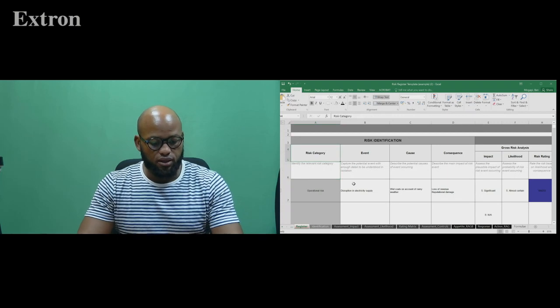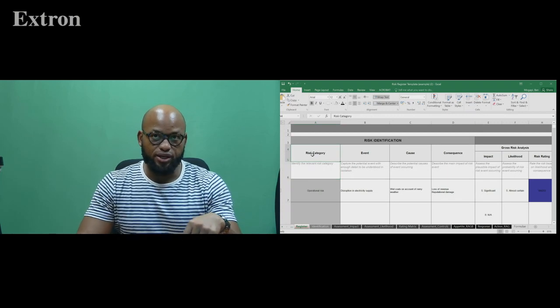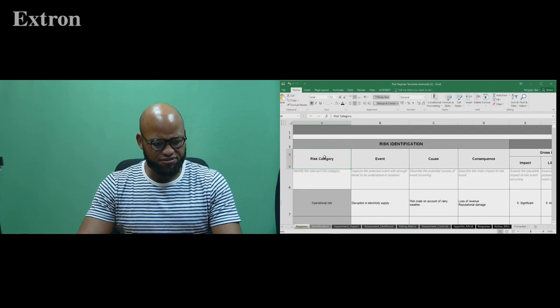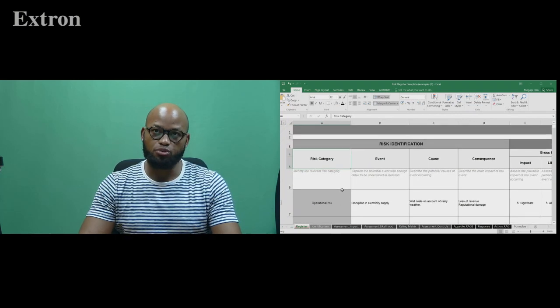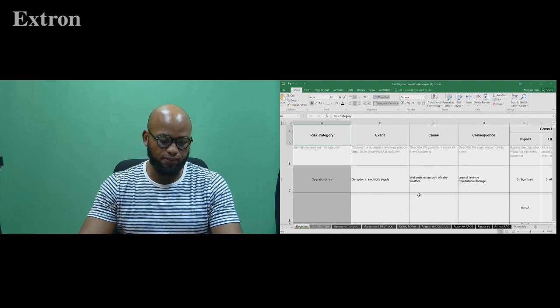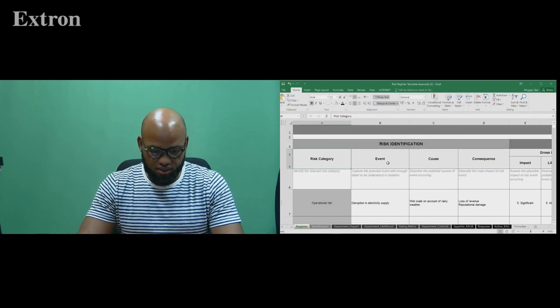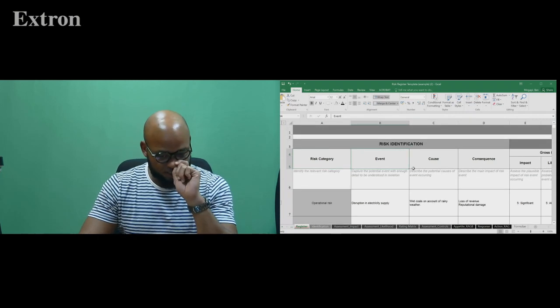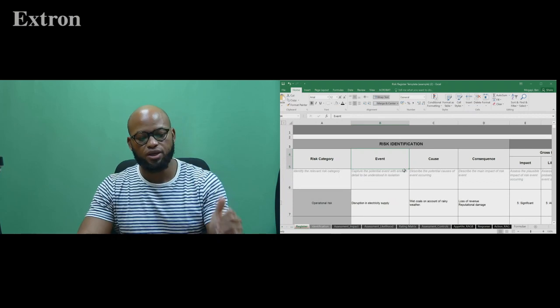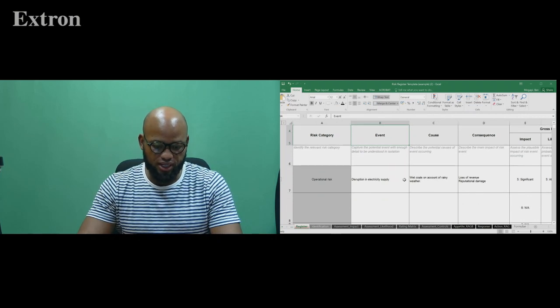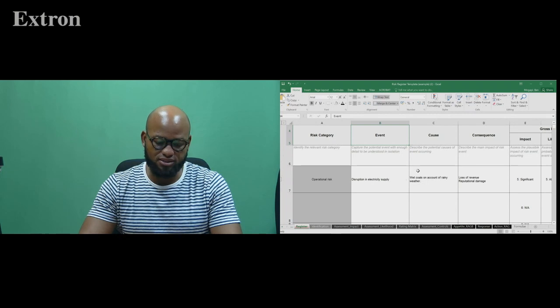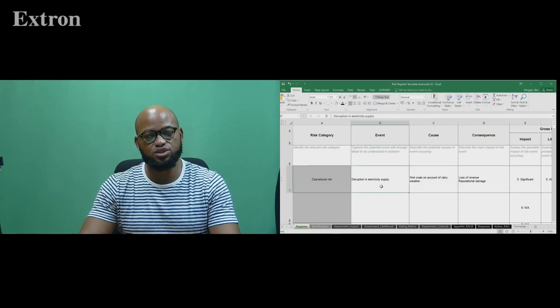So again, the risk category bracket is all about classifying risk and deciding whether it's operational, financial, strategic, hazard. Okay, so I'll come back to the classification just now. The next thing is we want to describe the risk as an event. I've taken the Eskom example and I've described a specific risk event, and the risk event in question is disruption in electricity supply, which is the one that we've been speaking about.